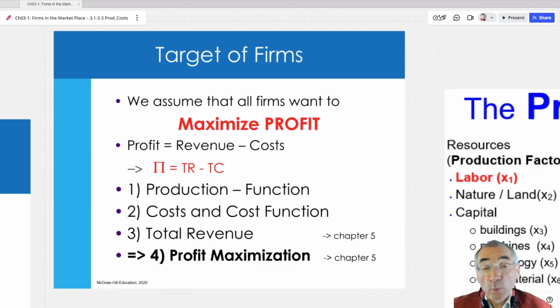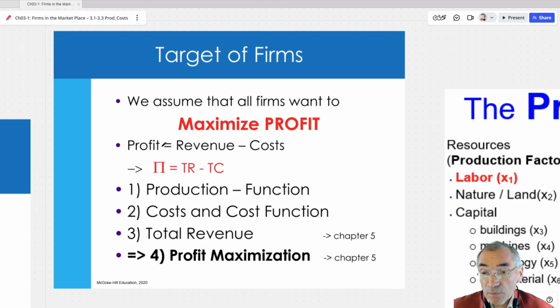We start, when we think about firms, with the target. What is the goal? What is it that firms want to achieve? And typically we assume that it's about profit, it's about maximizing profit. As we already said, there are other potential targets, but the most important one is maximizing profit. We are going to question this a bit later, but let's follow this at the moment.